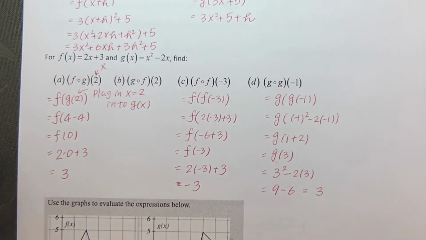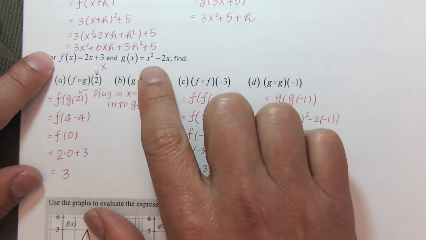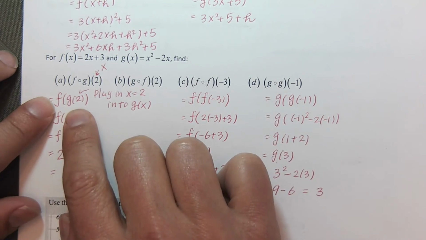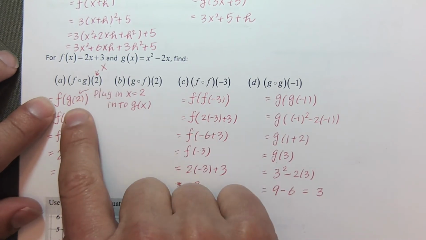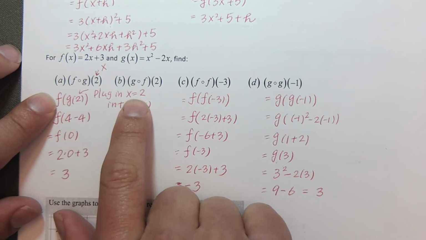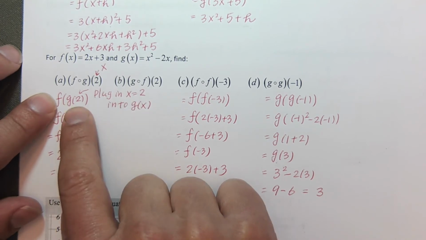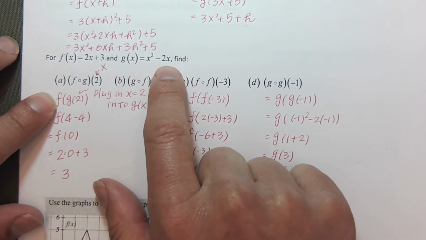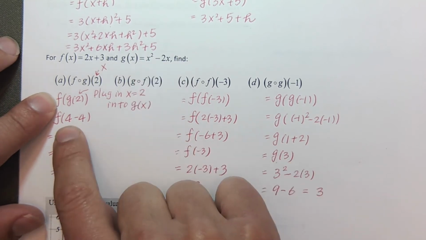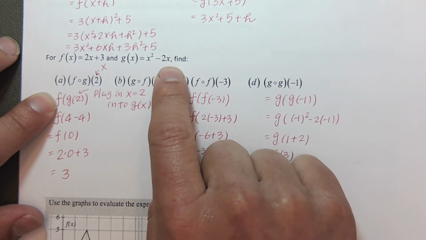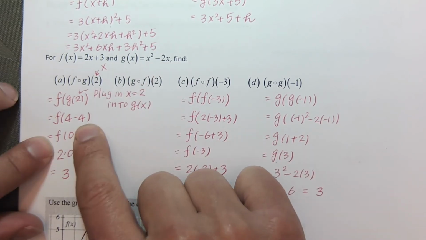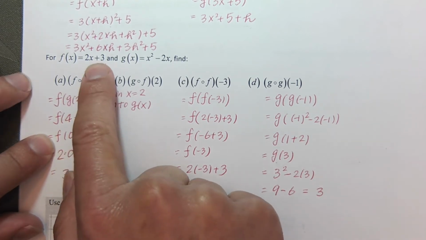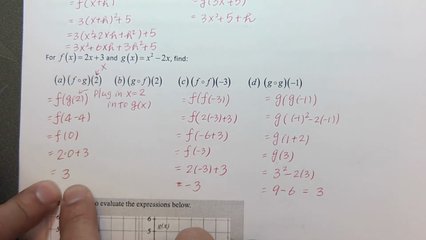So here we have our function f of x and our function g of x now. And now we're going to do several composites. This first one, I'm going to evaluate g of x, specifically when x equals 2. So I'm going to go to the function g and replace the x with 2. So 2 squared is 4, minus 2 times 2, which is 4. That becomes 0. I'm now going to evaluate the function f when x equals 0 to give me 3.